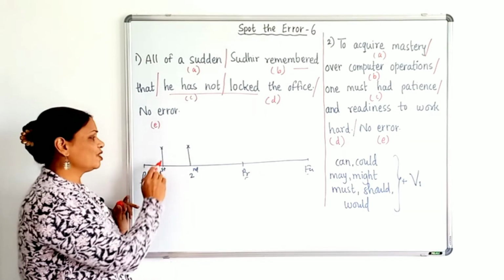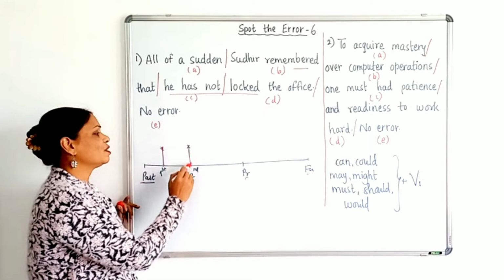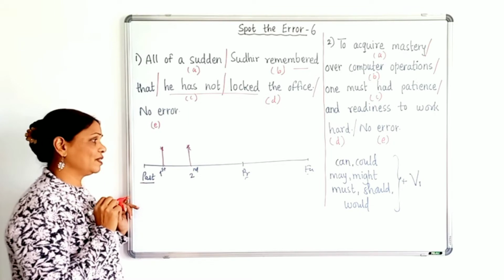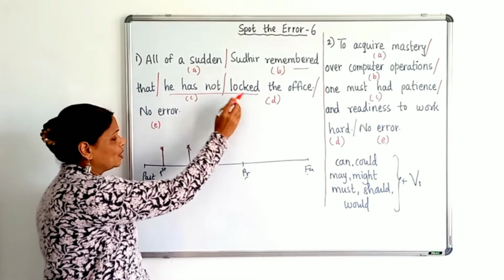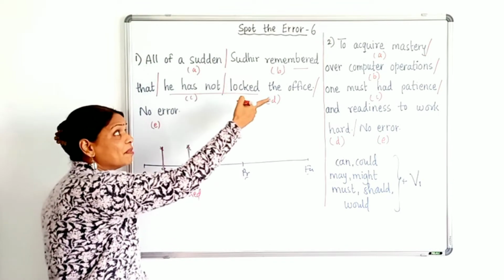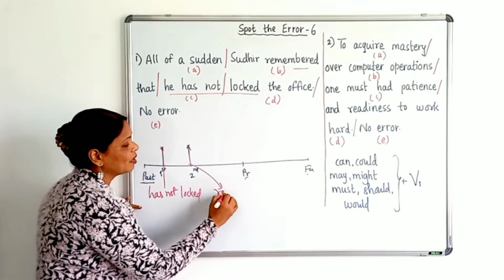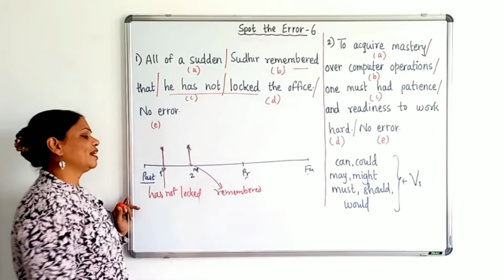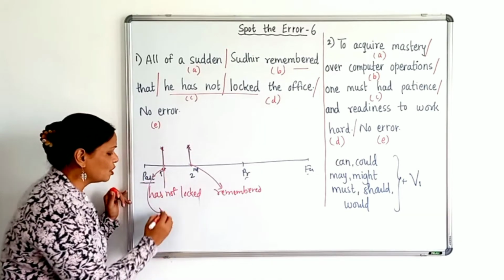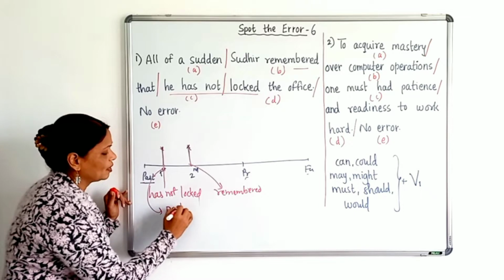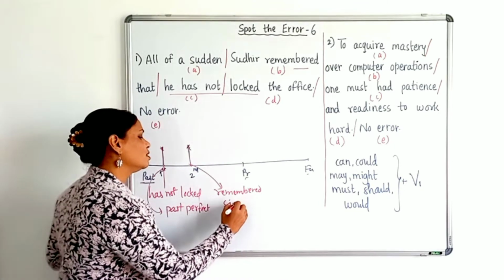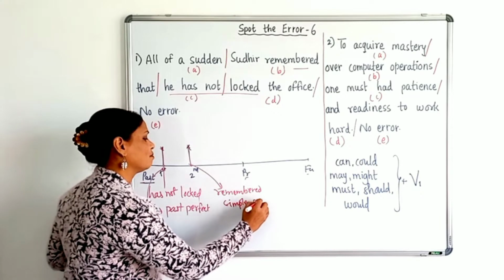When two actions take place in the past, we need to be very careful about the usage of the past tense. Has not locked the office is the first action. Then he remembered that he hasn't locked it. Remembered is the second action. In such condition, for the first action, we need to use the past perfect. And for the second condition, we need to use the simple past.